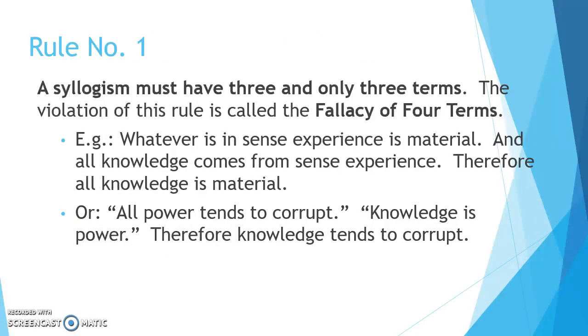Rule number 1. A syllogism must have three and only three terms. The violation of this rule is called the fallacy of four terms. For example: whatever is in sense experience is material, and all knowledge comes from sense experience, therefore all knowledge is material. Here we have a fallacy of four terms.